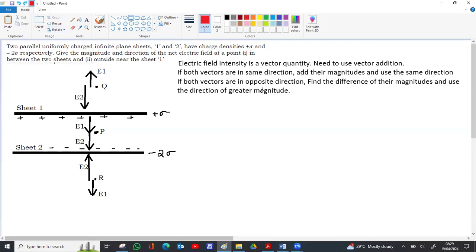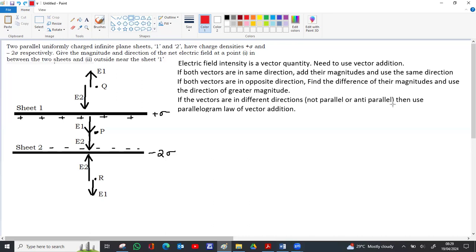If the vectors are in opposite directions, that's applicable at Q and R. Find which is greater and which is smaller, take greater minus smaller, the difference in magnitudes, then put the direction of the greater one. That's applicable here because they are either parallel or anti-parallel. If they are not, use the parallelogram law of vector addition. So the third case is not applicable in this particular question. We have done a few questions using that in other videos, you can check.